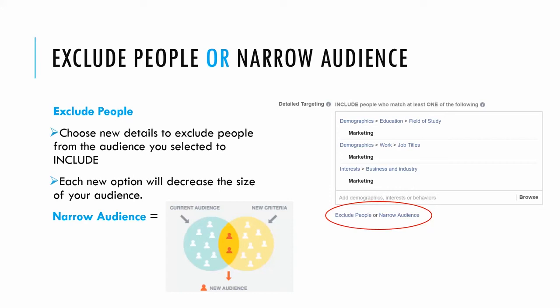So each new option you choose to exclude will decrease your audience size. Now the second one, the narrow audience, you will choose new targeting details that will greater refine your audience. So this visual is a great one. Here's your current audience, marketing, marketing, marketing, overlaid with my new criteria, Twitter, and the people who like both, this in between, there's my new audience.